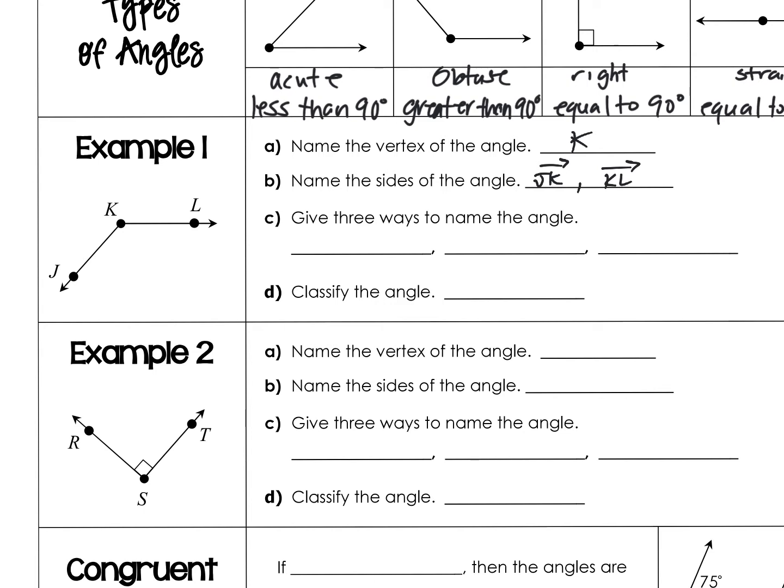3 ways to name the angle. Well, the first one is just angle K, since it only represents one angle, we can use the vertex. The second would be angle JKL with K in the middle because it's the vertex. And the last would be angle LKJ. Again, K is the vertex, so it is in the middle. And to classify this angle, without using a protractor and actually measuring it, I can tell that this is obtuse. It is greater than 90 degrees.